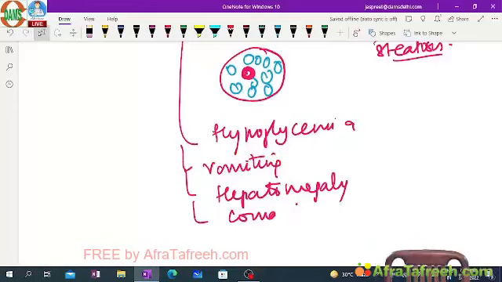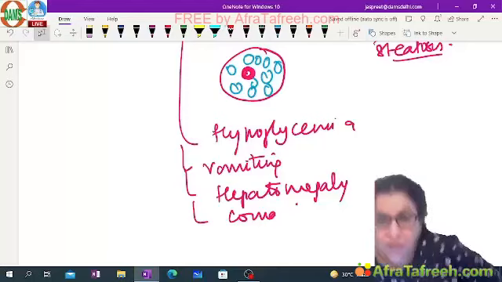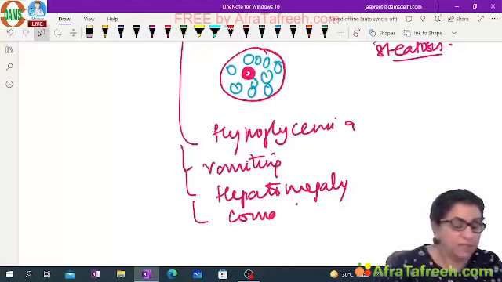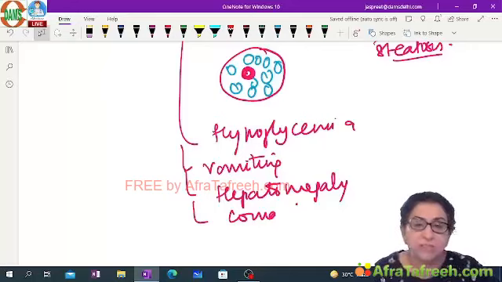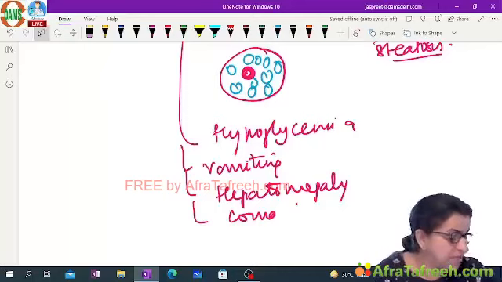So the treatment: aspirin should be avoided in children with viral infections. Aspirin should be avoided. Okay. So now this is about Reye syndrome.